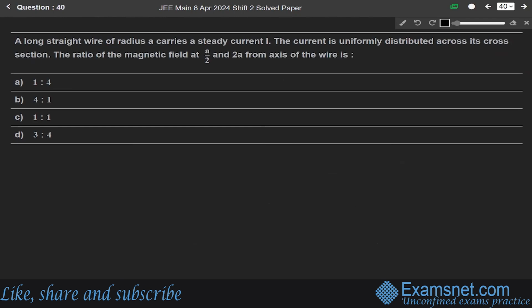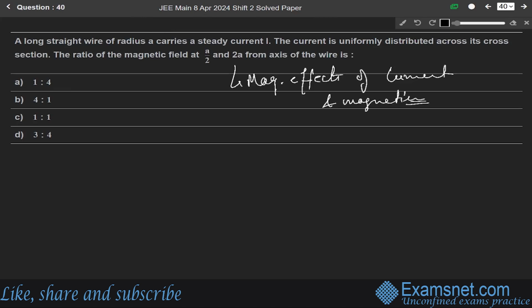A long straight wire of radius a carries a steady current I. The current is uniformly distributed across its cross section. The ratio of the magnetic field at a by 2 and 2a from the axis of the wire is. Okay. So it is from the chapter of magnetic effects of current and magnetism.